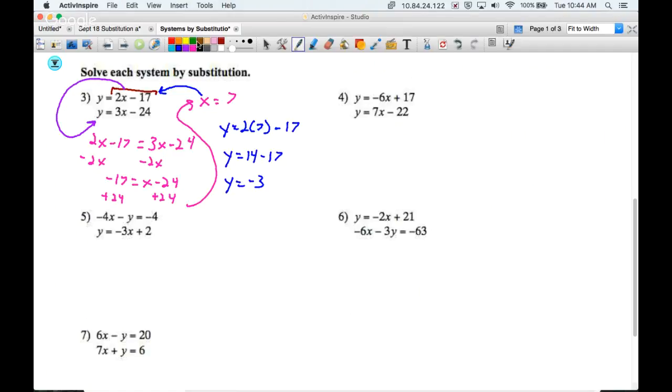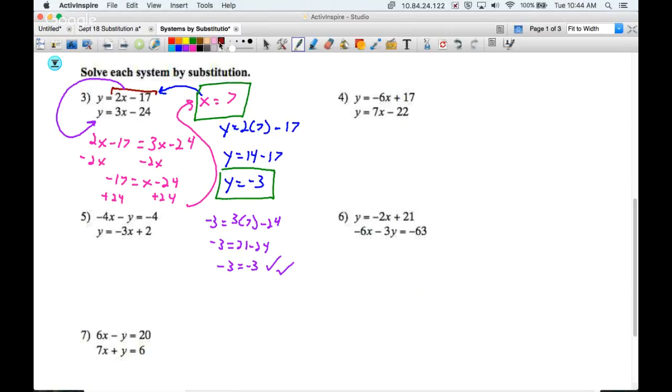How do we double check this, you might ask? We're going to take the values for x and y. If we plugged x into the top equation to solve for y, we'll plug them both into the second equation to make sure it balances. Negative 3 equals 3 times 7 minus 24. Negative 3 equals 21 minus 24. Negative 3 equals negative 3. It checks out.